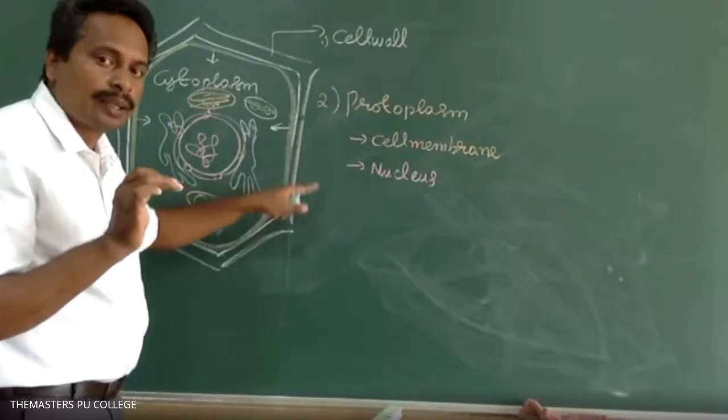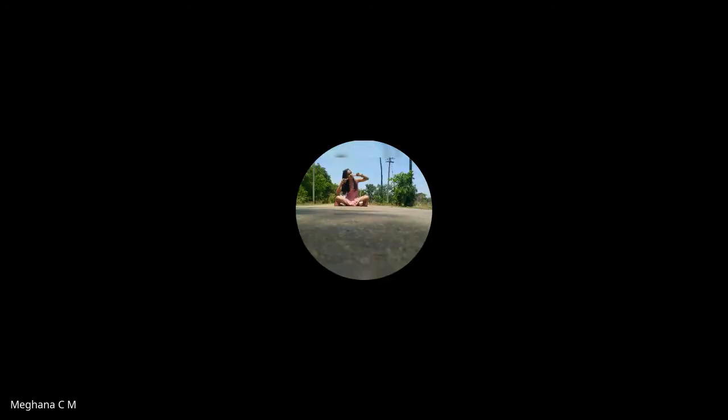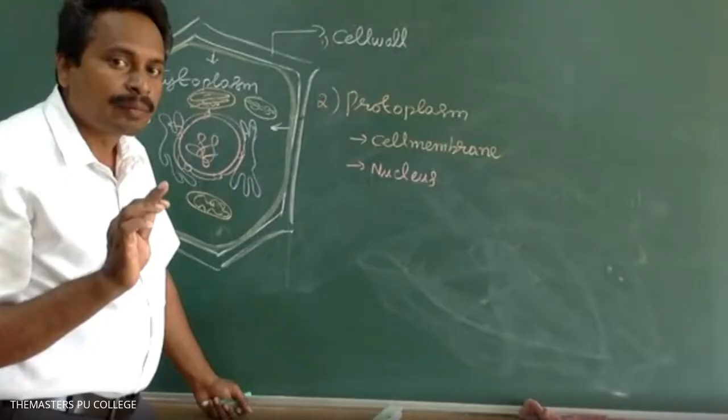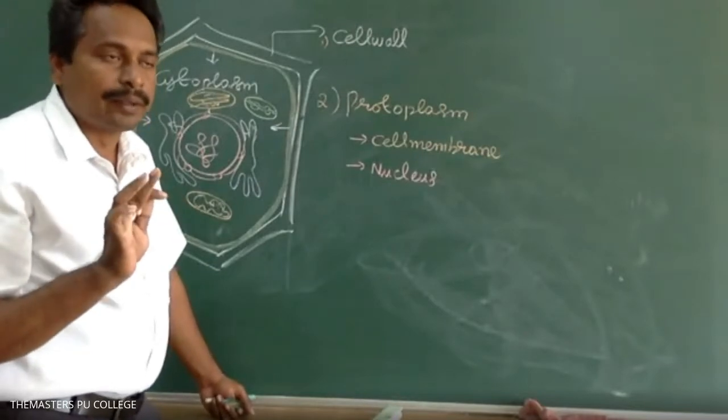In mature cells, the cell wall consists of how many layers? Three layers. What are they? Middle lamella, primary wall, and secondary wall. What is the chemical composition of the middle lamella? Calcium pectate. Very good.